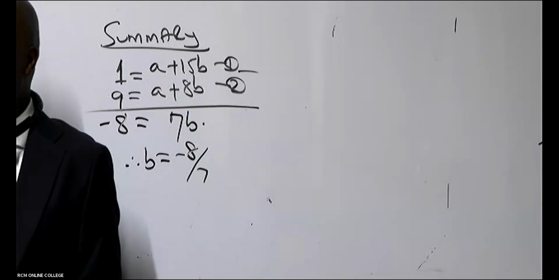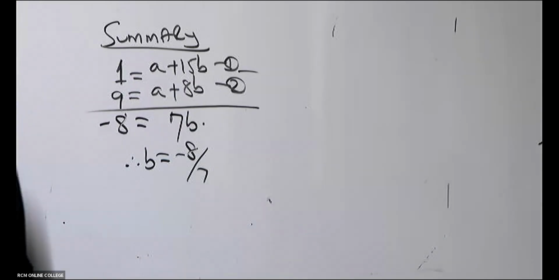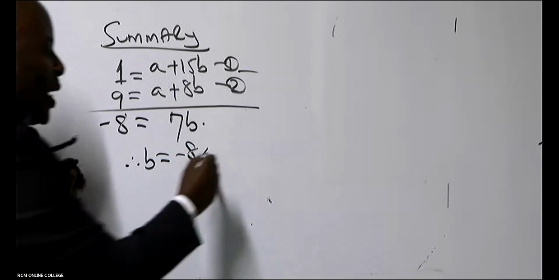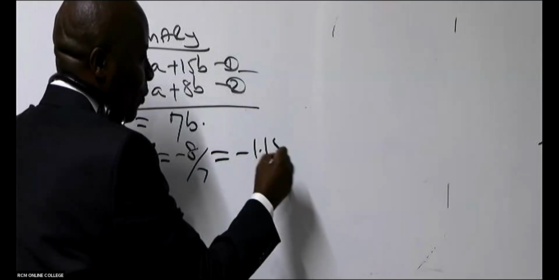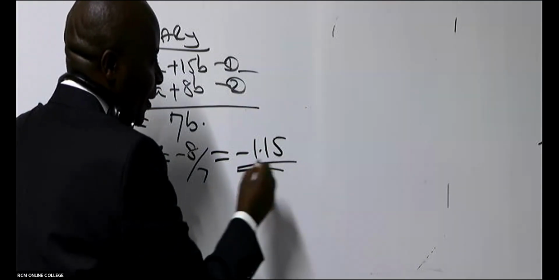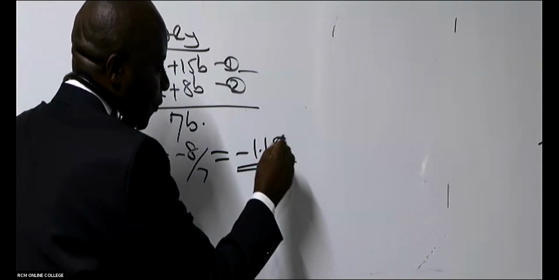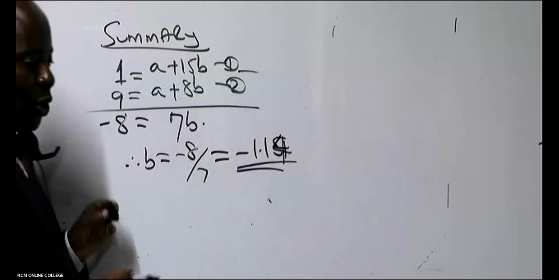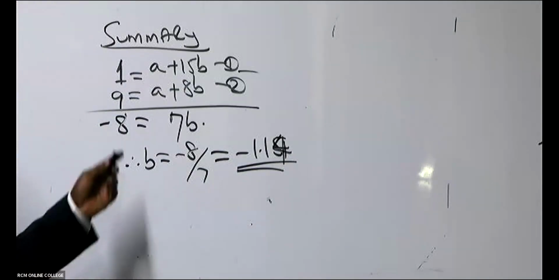To 2 decimal places, what do we have there? Negative 1.14. Thank you so much. Not even a single student online has given me this answer.